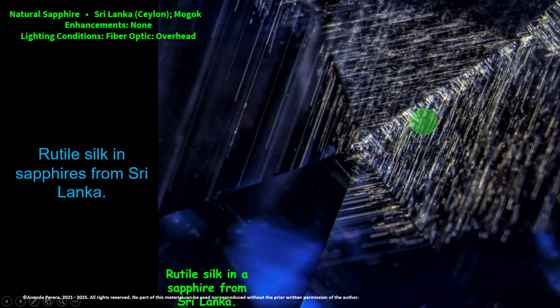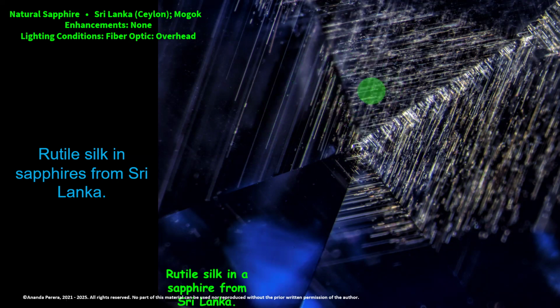Rutile silk in sapphires from Sri Lanka. This shows us rutile silks in sapphires we discussed earlier in the cover photo. So these are the rutile silks in between these layers, 60 degrees.